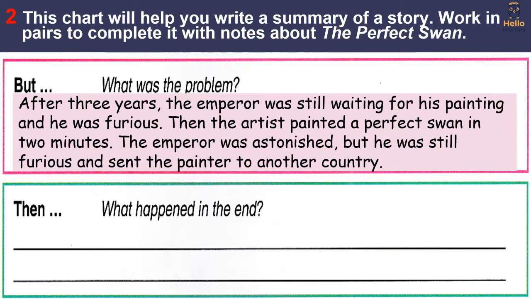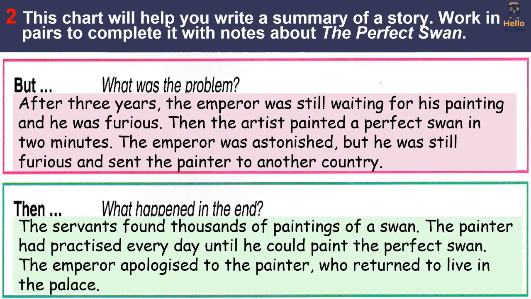Then, what happened in the end? The servants found thousands of paintings of a swan. The painter had practiced every day until he could paint the perfect swan. The emperor apologized to the painter, who returned to live in the palace.